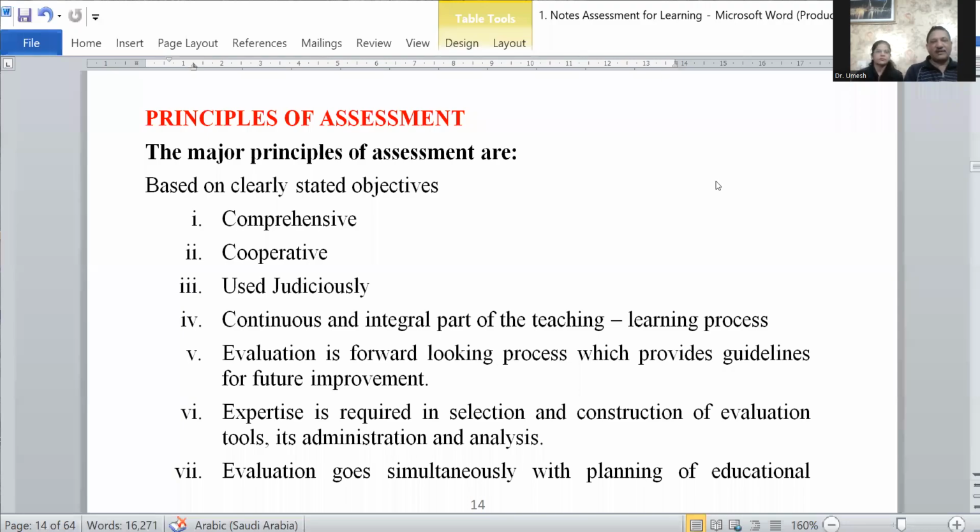सिद्धांत हैं वो क्या क्या है? The major principle. Now we are going to tell you about the principle of assessment.